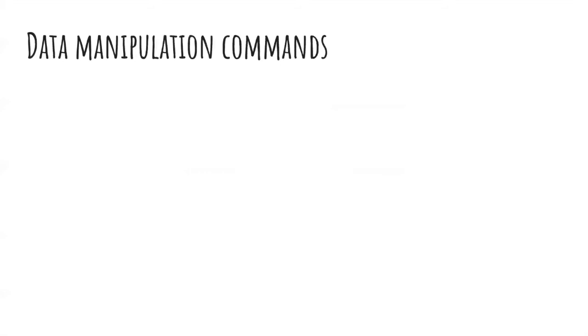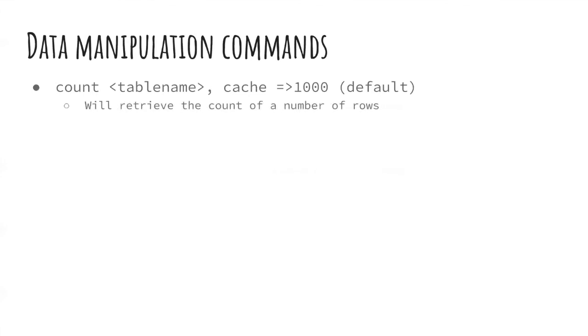All right, next we're going to move on to data manipulation commands. These commands allow you to insert data into the tables, retrieve data from the tables, stuff like that. So let's continue. We have the count command. The count command retrieves the number of rows, and the default cache size is 1,000. You can change that, but the default is 1,000.